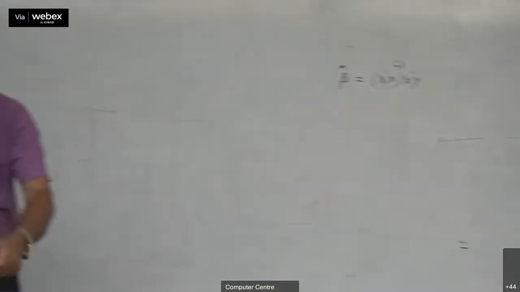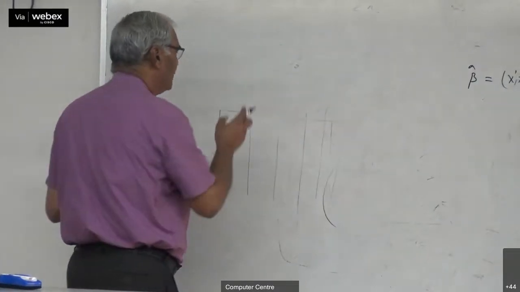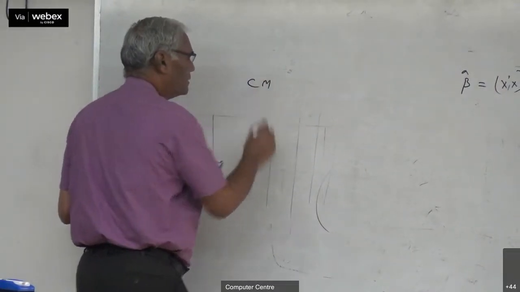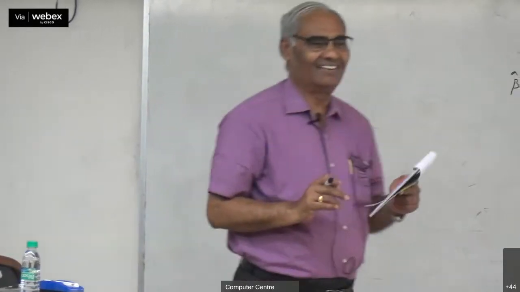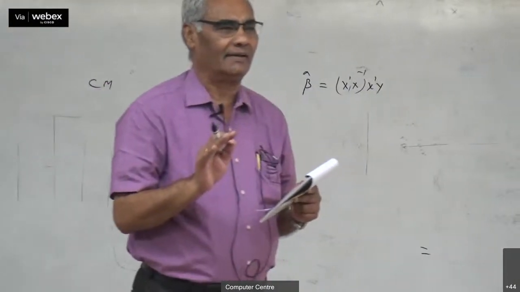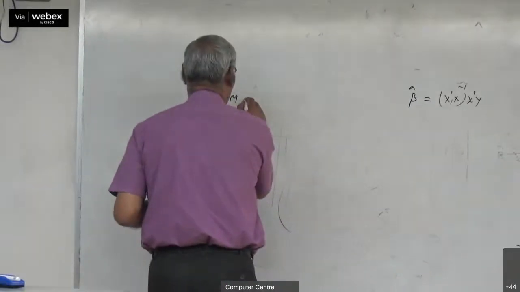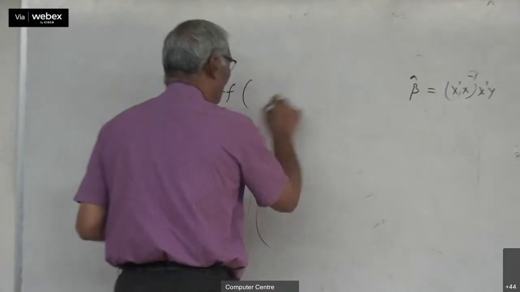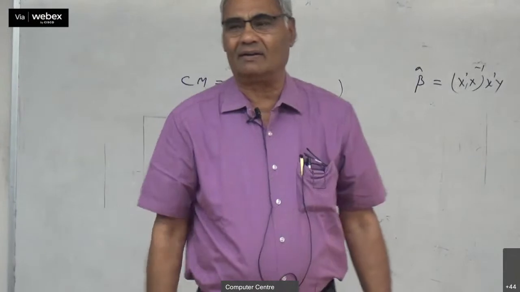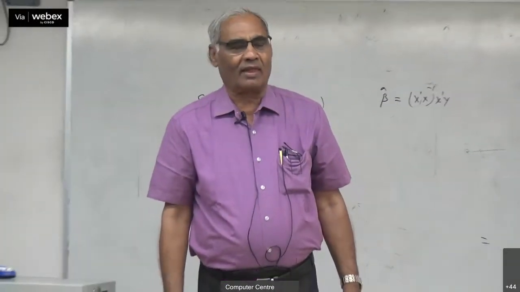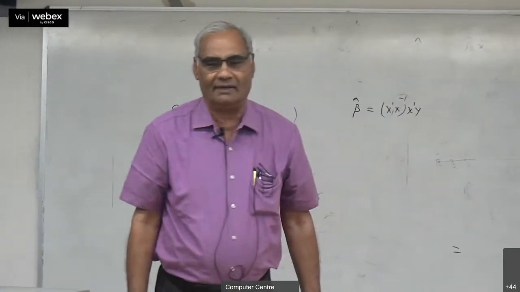Now, from Damodar Gujarati, I took one example just to illustrate. I am assuming that CM means not the chief minister, CM means child mortality rate. Child mortality rate depends on what parameters? Suppose you have to develop a model and you want to explain the reason for the mortality rate among children. What are the possible variables which can affect the mortality of children? Tell me.